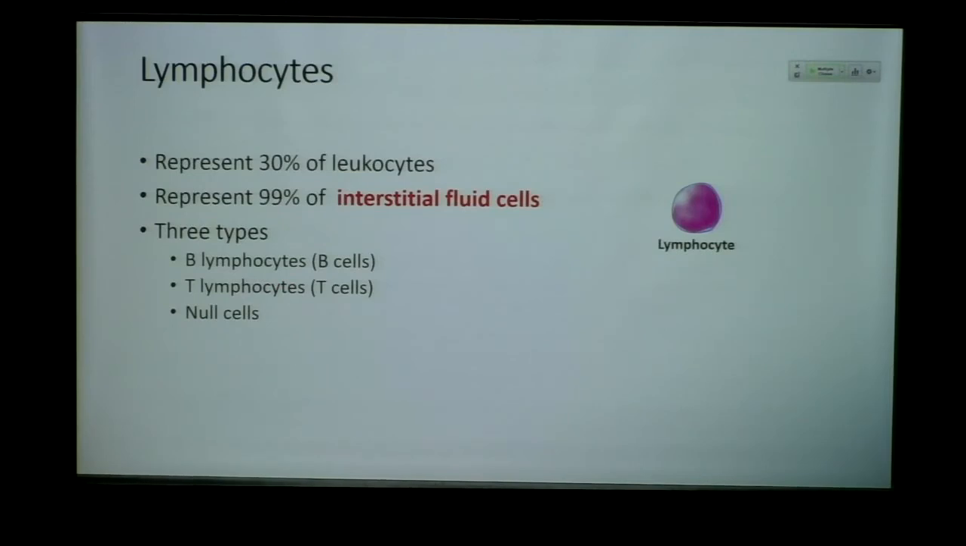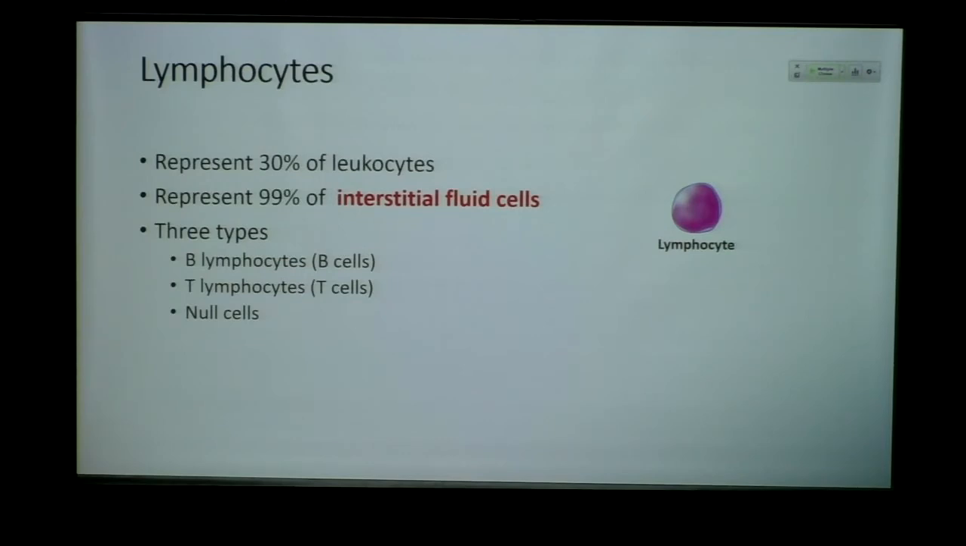Lymphocytes are a whole other group of cells in and of themselves, and they're further divided into other types. They represent about 30% of our total leukocyte count, and they're most of the cells that are found out of the blood and in the tissues, in the interstitial space. As I mentioned earlier, one way to distinguish lymphocytes is this really large nucleus, which takes up most of the cell.